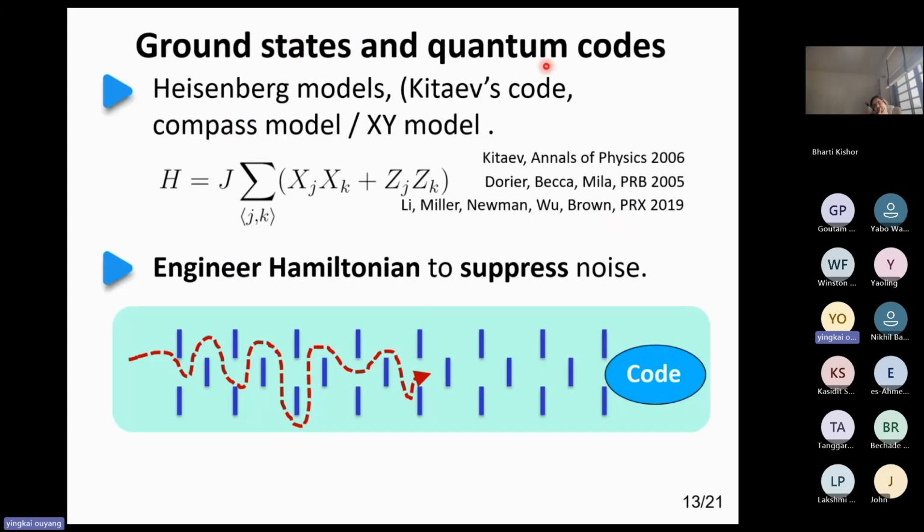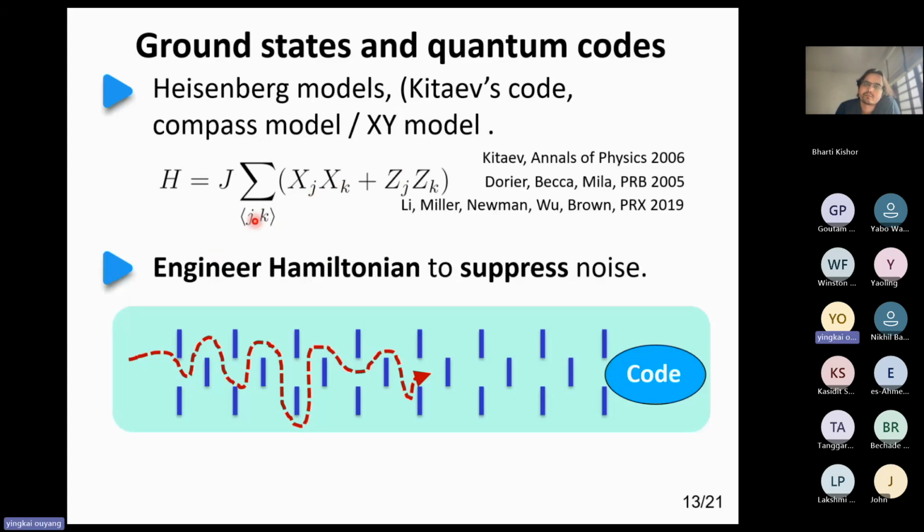In fact, in Kitaev's original paper on the toric code, he started from a honeycomb model. He started from XX, YY, and ZZ exchange interactions, like two-body interactions. And also, there have been papers on the compass model, where they consider Hamiltonians of this two-body form, where the interactions occur according to some graph.